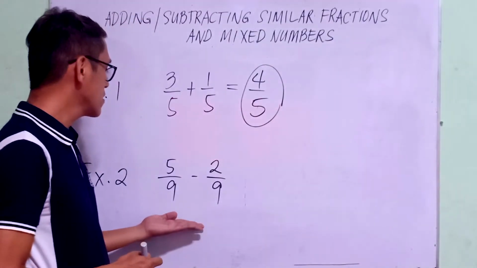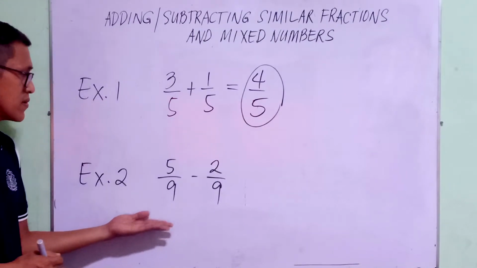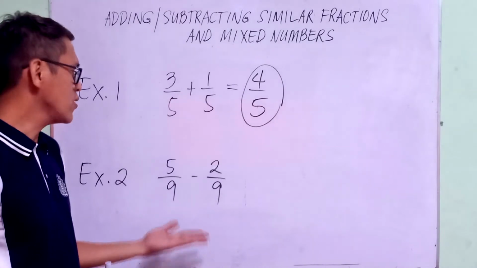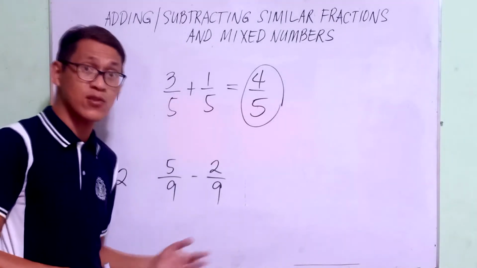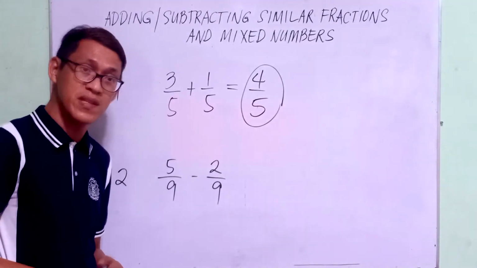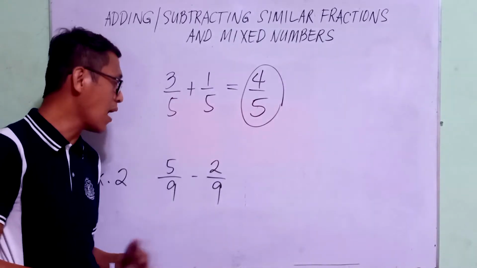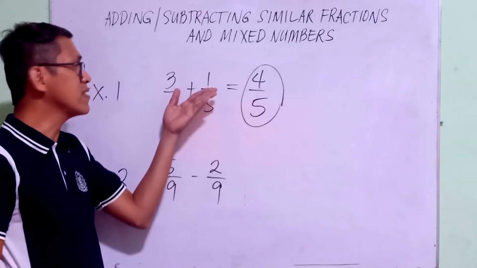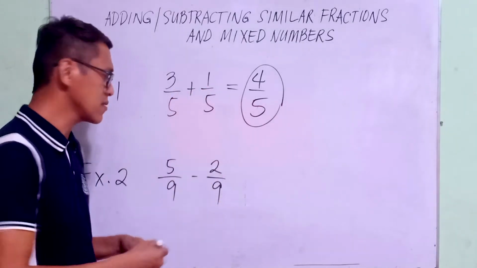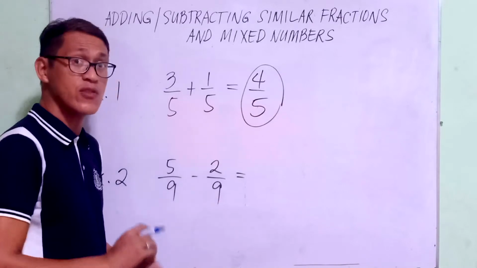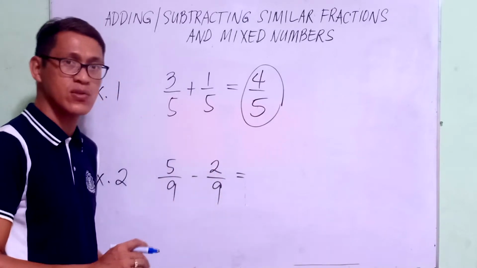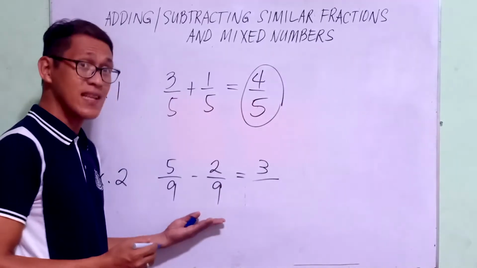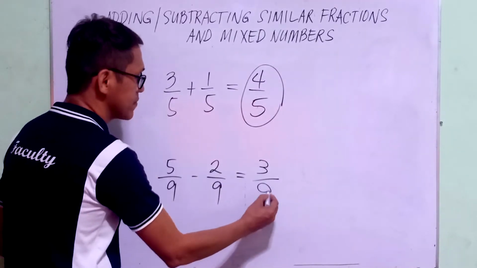What about example number 2? 5 ninths minus 2 ninths. So how do you subtract again? The denominators are the same, meaning they are similar. So how do we add or subtract, rather, similar fractions? Same with addition. Just subtract the numerators, rather. 5 minus 2, it's 3. Then you just copy the 9.